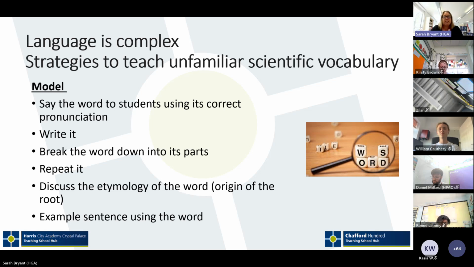And some vocabulary, as I was saying, might have multiple meanings, which makes things even more challenging for children, particularly if you think that they might be EAL, they might be learning the language, or they might have additional learning needs. It can get really complicated.